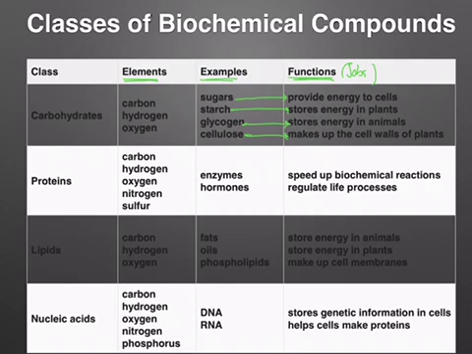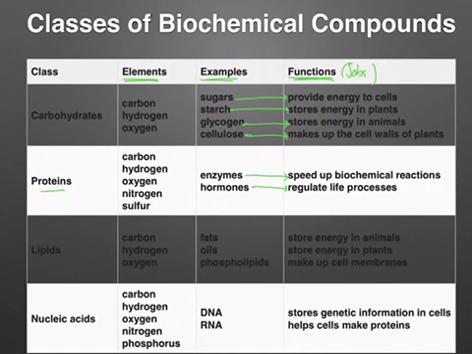So the second class of biochemical compounds would be proteins. Examples of proteins include enzymes, and enzymes' jobs are to speed up chemical reactions. And then another example of a protein is a hormone, and the hormone's job is to regulate life processes.